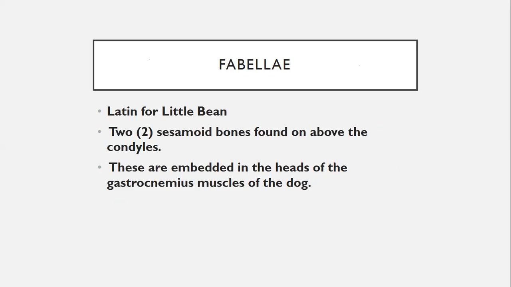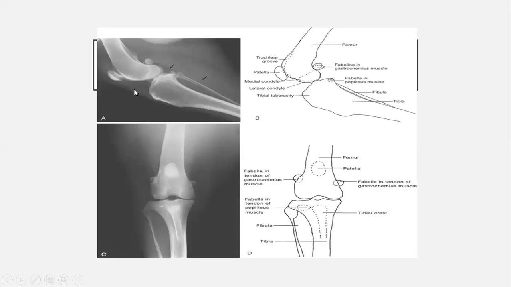Fabellae. This is Latin for little bean, and these are two sesamoid bones found above the condyles, and these are only present in our carnivores. So here we go. These are the two sesamoids that I was talking about. So this is the patella, and this is the patella. This is a dorsoventral view, and this is the lateral view of an X-ray or a radiograph. And at the back, this is your condyles that I've mentioned. These are the fabellae.